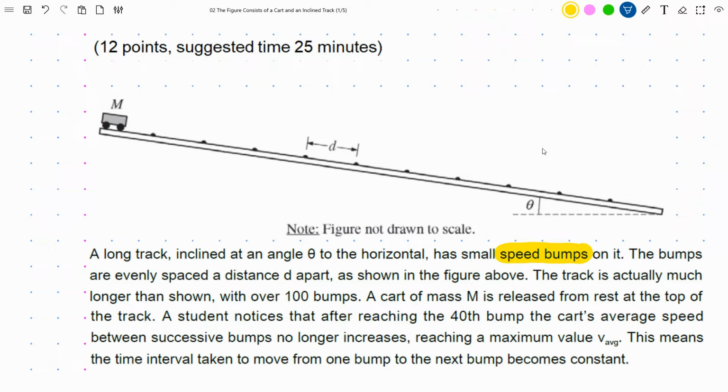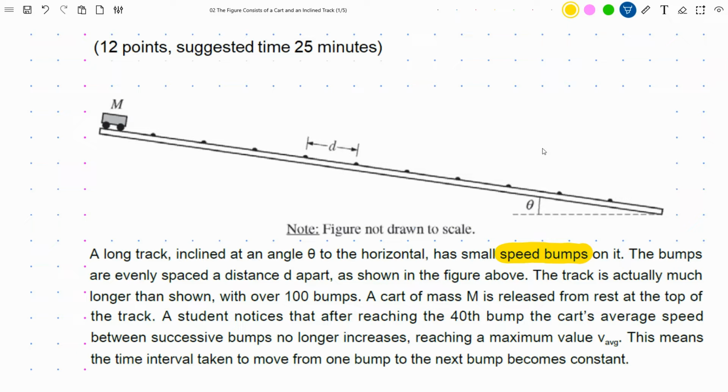So the bumps are evenly spaced, a distance of d apart. The diagram shows that nicely, as shown in the figure. The track is actually much longer than is shown, with over 100 bumps. So we're just seeing a section of a much longer track. A cart of mass m, notice that that's an uppercase M. I had mentioned this in a previous video that whenever they present to you a symbol for a quantity, like a cart of mass uppercase M or angle theta over here, it's really important that throughout this problem we're going to stick exactly with their notation for their designated letters, like mass uppercase M.